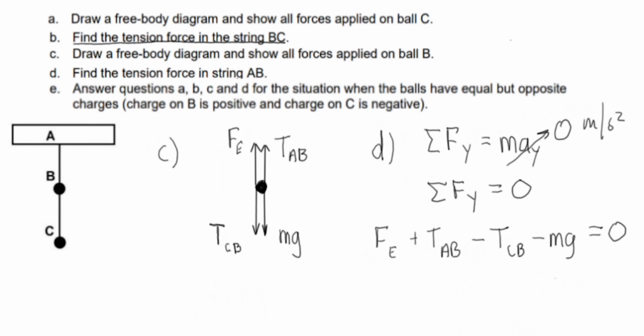Now, we want to isolate. What is the question asking us to find? Find the tension in AB. So we're going to have to isolate TAB. Solve for TAB. So you have mg plus TCB minus FE.